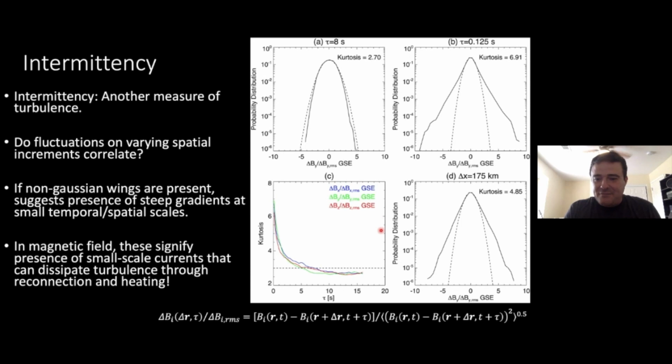And so what we can see, if we look at the kurtosis, on larger spatial scales, the kurtosis is very low, and it's essentially Gaussian. But as you get to smaller scales, you get these non-Gaussian wings and growing kurtosis. And we say this is a signature of small-scale currents that could dissipate turbulence through reconnection, heating, or waves. So we see this intermittency occurring in the Kelvin-Helmholtz instability. So that's another mechanism whereby we can couple the solar winds into the magnetosphere.